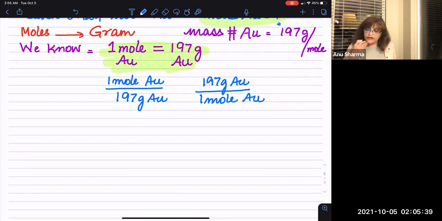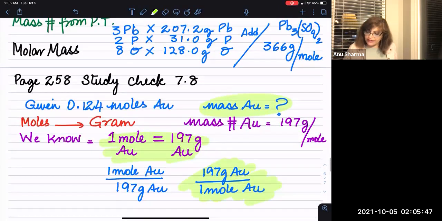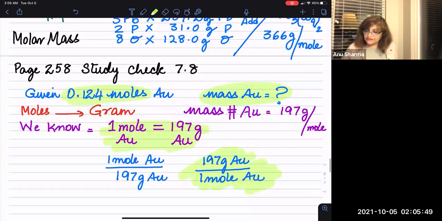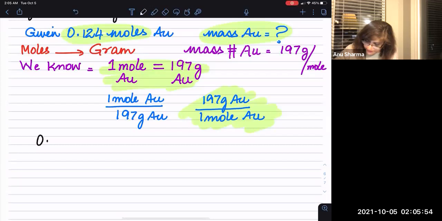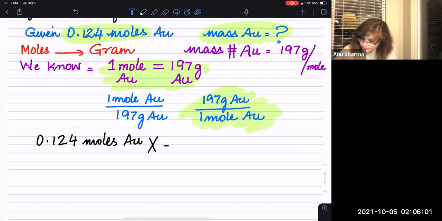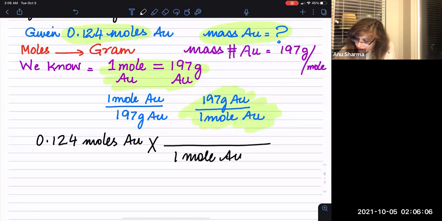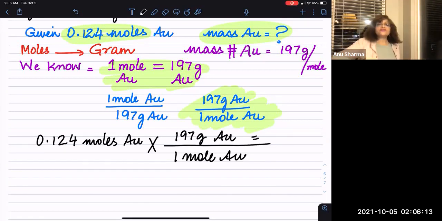We are going to take this one because it will allow us to cancel out the moles. We are already given these moles, and we need the mass. So we write down 0.124 moles of gold times, and we know that 1 mole of gold is equal to 197 grams of gold. Let's finish the math.